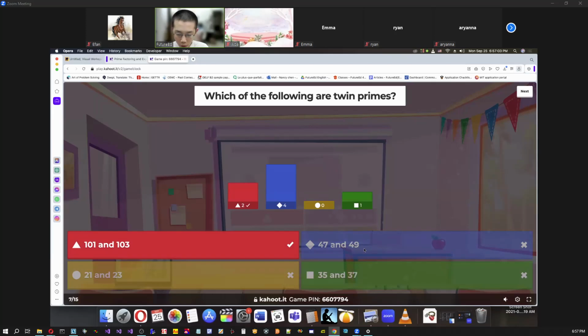The reason 47 and 49 doesn't work, if you know your times tables, what's 7 times 7? Can someone type that in the chat, please? 7 times 7 is 49, so is 49 prime? I don't think so. So 49 is not prime. 21 we also saw was 3 times 7. And 35, can someone tell me the factors of 35? Henry? Okay, well, Kevin, you put 5 times 7, so we can tell that 35 is not prime.